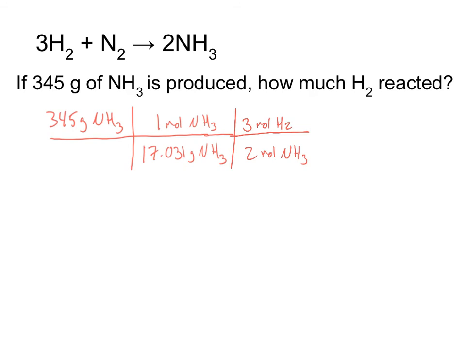And then our final step will be to use our molar mass of H2 in order to convert to grams of H2. And so we set up our conversion. We see once again, grams of NH3 cancels out, moles of NH3 cancels out, moles of H2 cancels out, and we perform the calculation to find that 61.3 grams of H2 had to have reacted to form 345 grams of NH3.